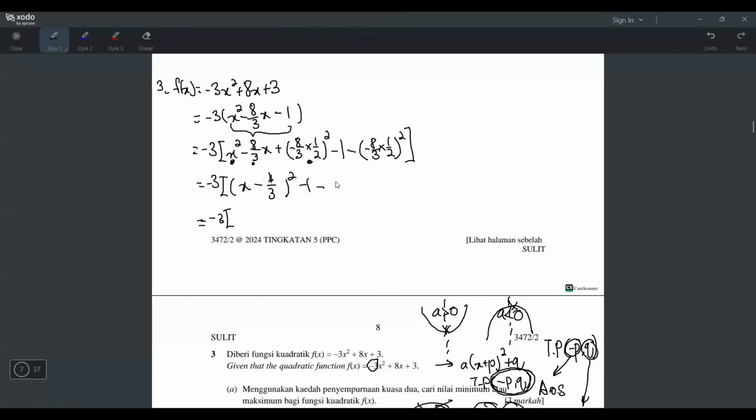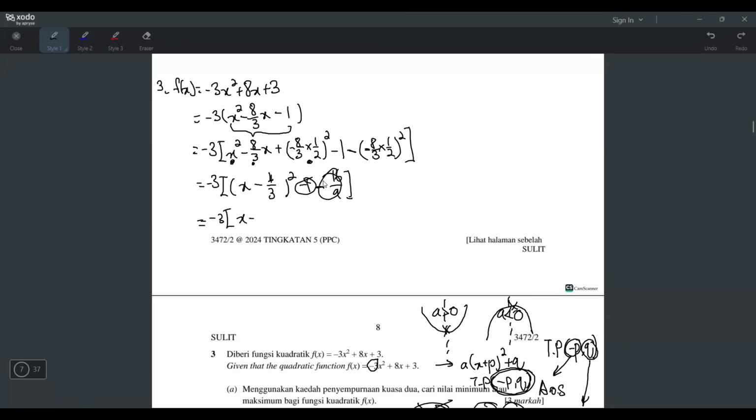And then minus 1 minus, okay, this one you have to square. Okay, negative 8 over 3 times 1 over 2, you know is negative 4 over 3. Square is positive 16 over 9. But walaupun this is negative, when you square, it becomes positive already, right? But there's still a minus outside the bracket. So that's why it's still minus here. Okay, now it becomes x minus 4 over 3.